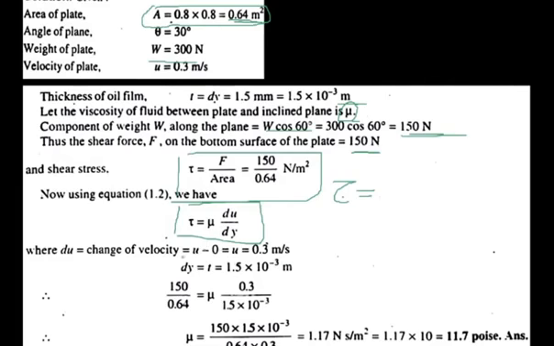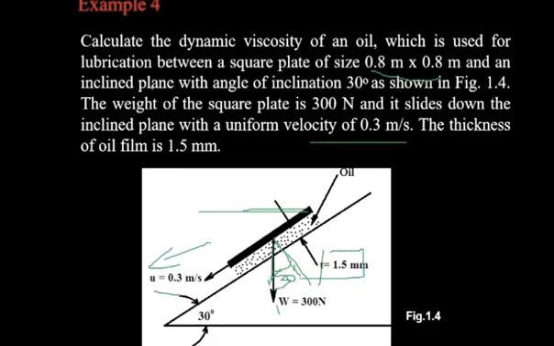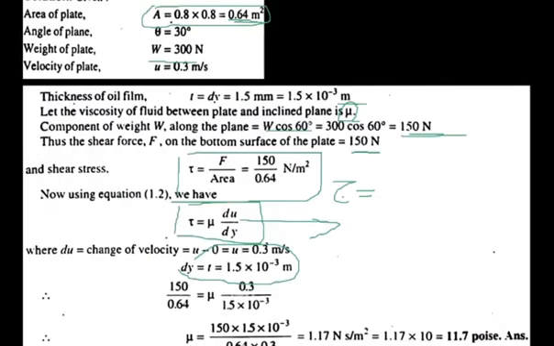So now take all these values, substitute in this master equation, you will get the value of mu. What do we have to find? The value of mu. Calculate the dynamic viscosity, the value of mu they have asked. So when you substitute in the equation, your shear stress, that is 150 by 0.64, is equal to mu into 0.3, that is du divided by thickness. We will get our dynamic viscosity as 11.7 poise.